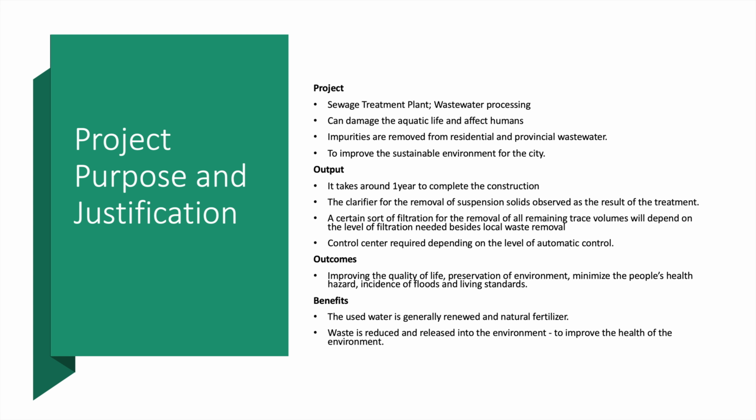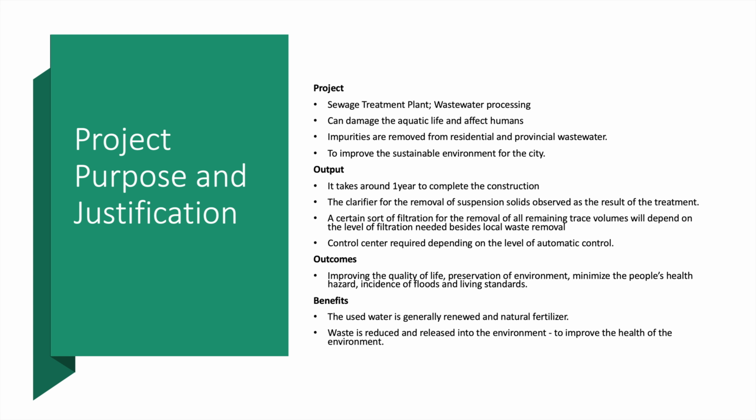For the output, it takes around 1 year for the project to complete the construction of the wastewater processing plant. A number of reactors and chemical improvements are needed in order to adjust the pH and to remove metals from the solution. The clarifier is for the removal of suspended solids observed as the result of the treatment. A certain sort of filtration for the removal of all remaining trace volumes will depend on the level of filtration needed, besides local waste removal, and a kind of control center is required depending on the level of automatic control.